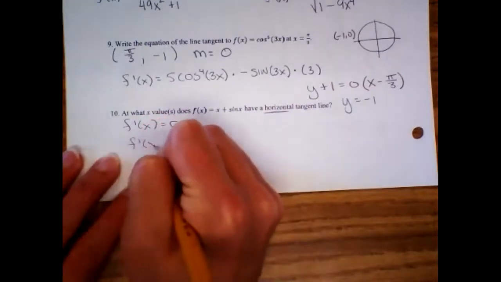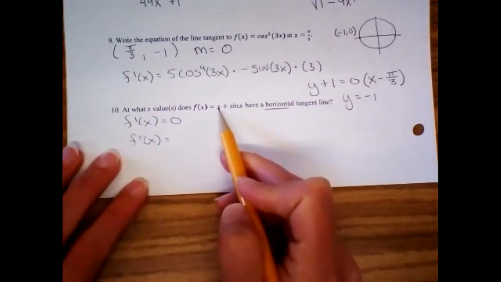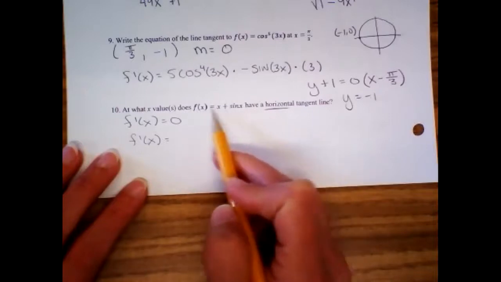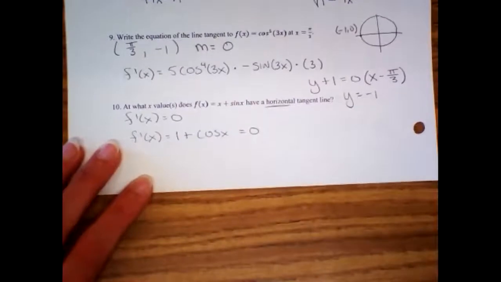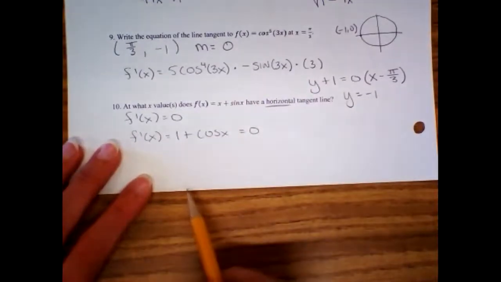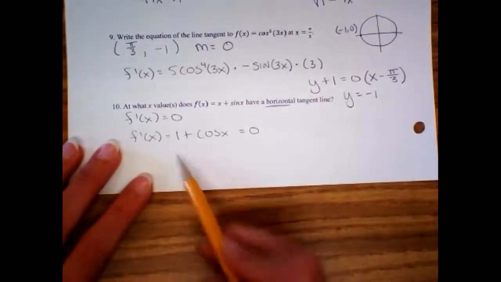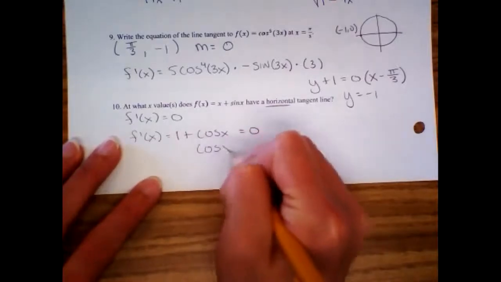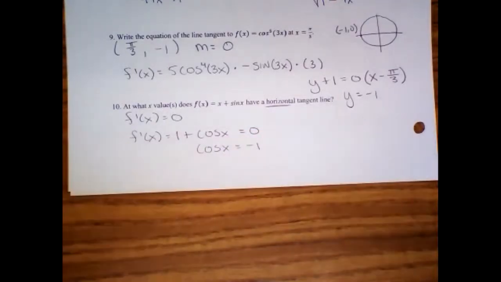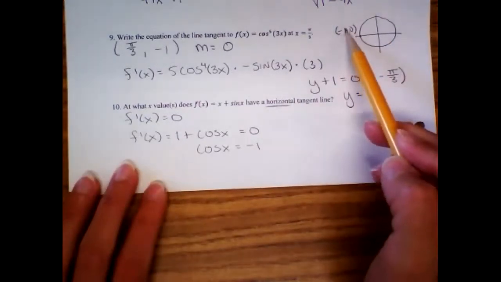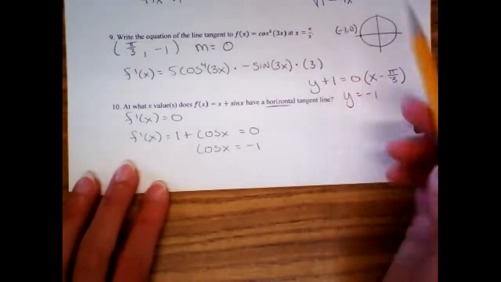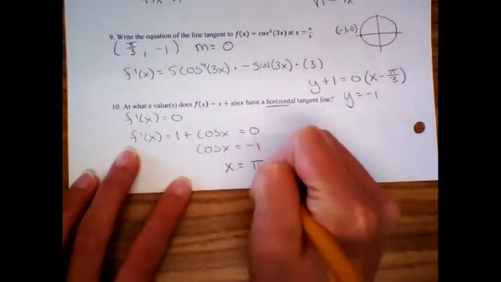All right, so what is this derivative? Yep, perfect. 1 plus cosine of x. We're going to set that equal to 0. And then you would subtract 1. So we want to know where on our unit circle cosine is -1. And I already have it drawn. Cosine is the x value. So at pi. So x equals pi is our answer.